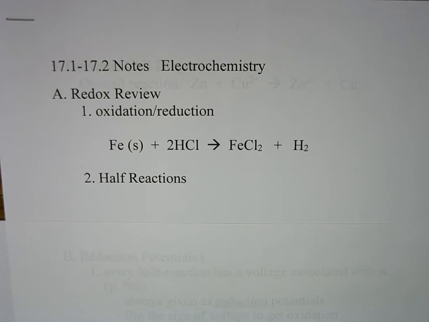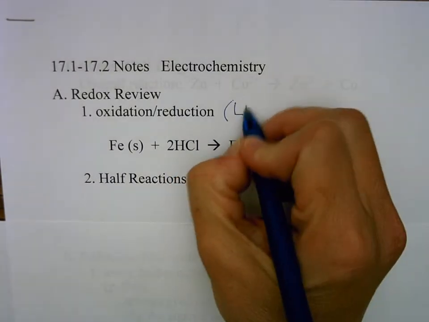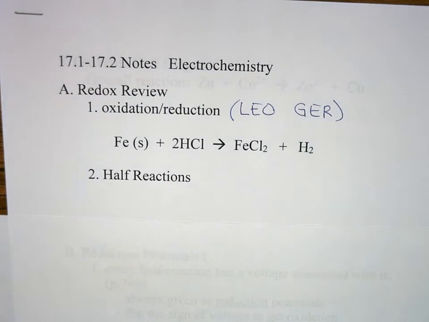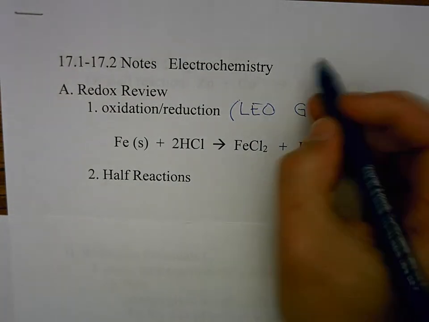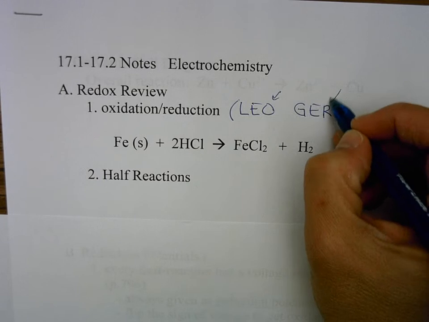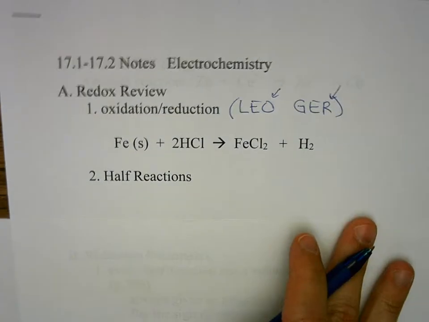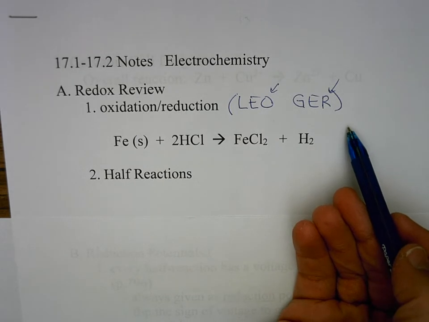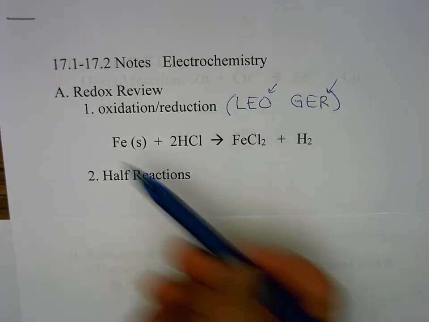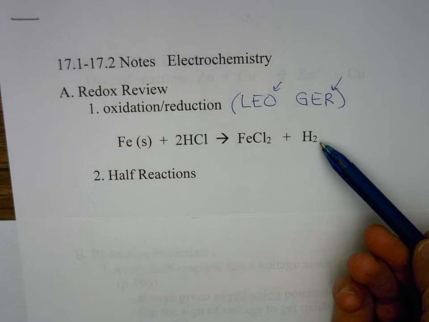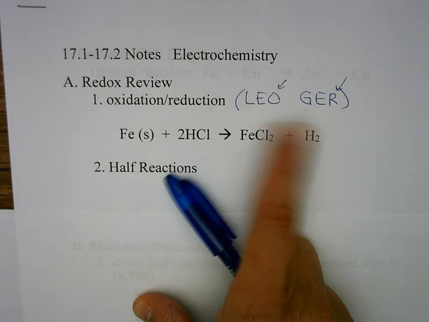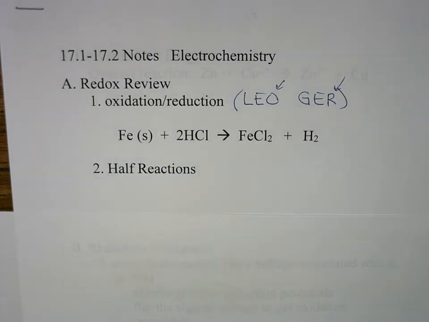So real quickly, the acronym to remember oxidation and reduction, what is it? LEO, okay, which tells me that oxidation is losing electrons, reduction is gaining electrons. Remembering those definitions is not hard, but you have to be able to apply that. Looking at this equation, you have to figure out which one has lost electrons and is therefore oxidized, and which one has gained electrons and is reduced.